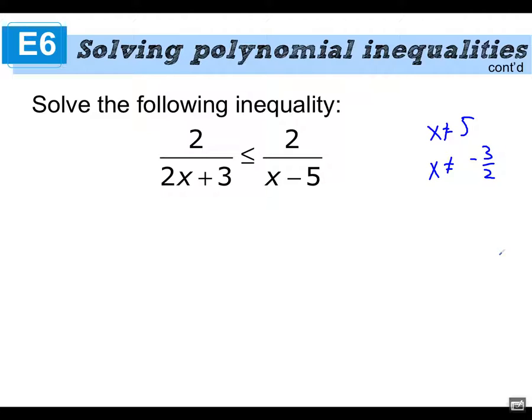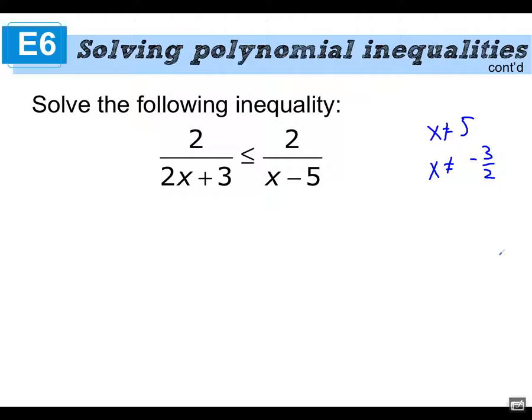So before I started anything, those are possible critical numbers. When I put those on my number line, are they solid dots or open circles? Open circles, because they can never be that. Even though this is a less than or equal to, they're still open circles because they cause a whole bunch of problems. There might be some other critical numbers.